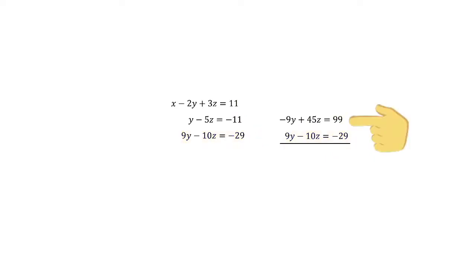Bring over the third equation. Add these two together. Right? And I get this. So in the y variable, minus 9 plus 9 is 0. 45 minus 10 is 35. 99 minus 29 is 70. So there we have it. I got the 0 there.